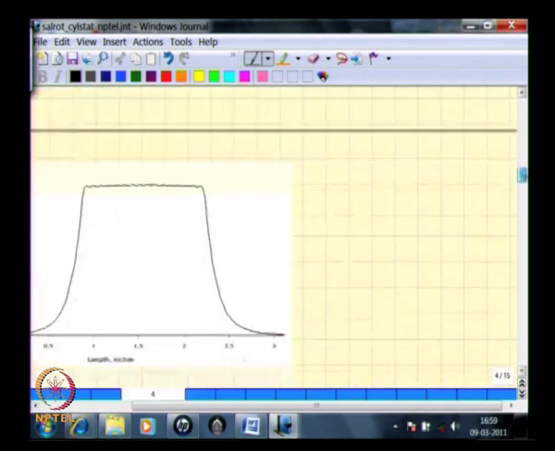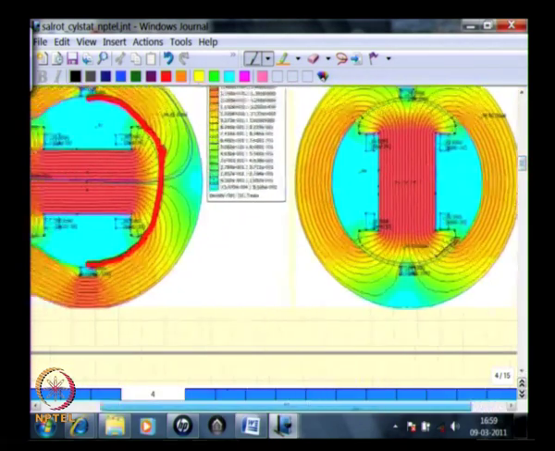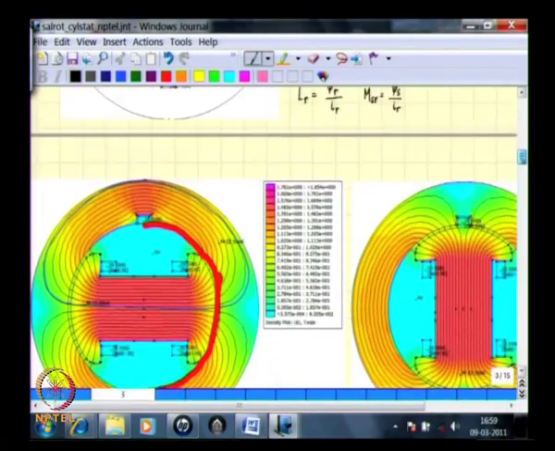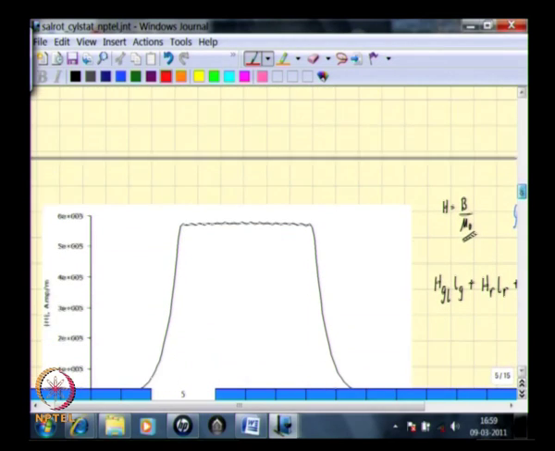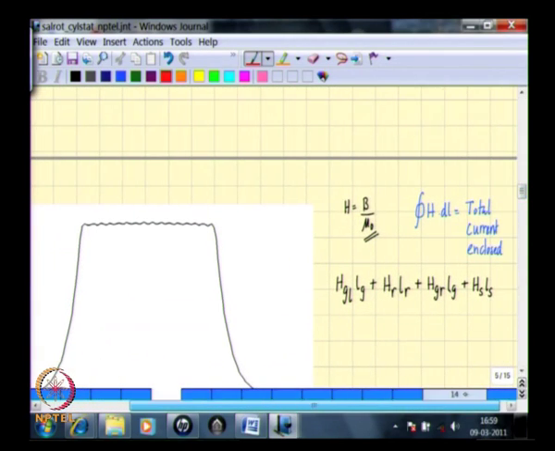These four terms refer to the region here: the air gap on the left hand side, then the path in the rotor, the air gap on the right hand side, and then the path through the iron. So that is the expression you get here, and this must be equal to the total flow of current enclosed.